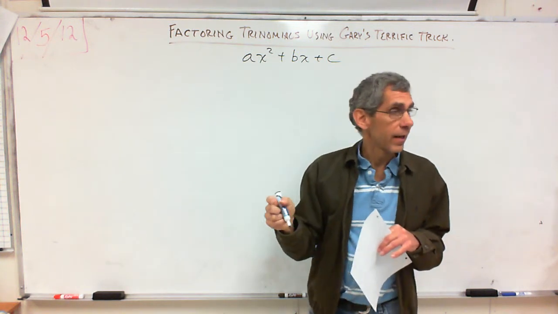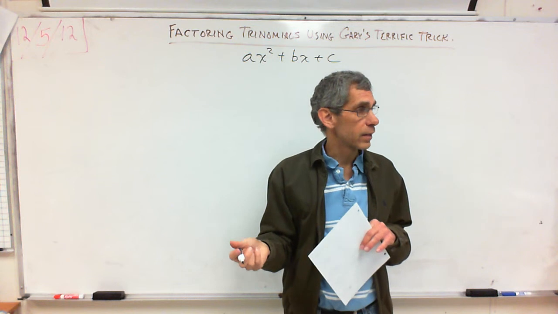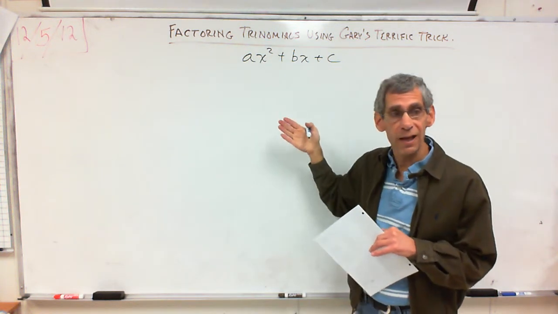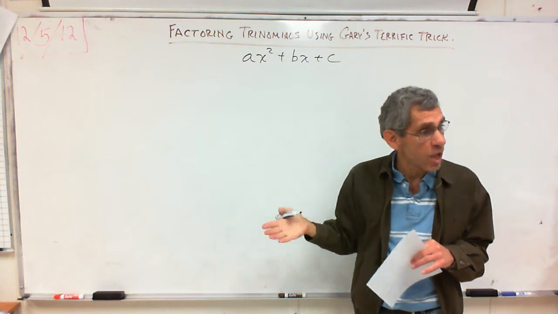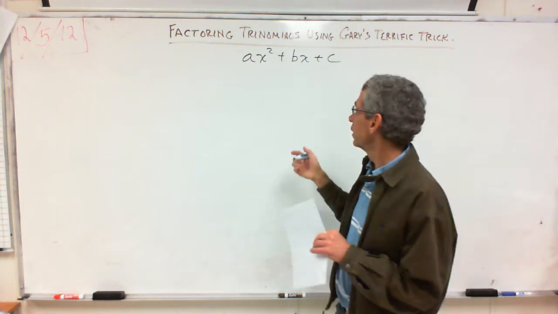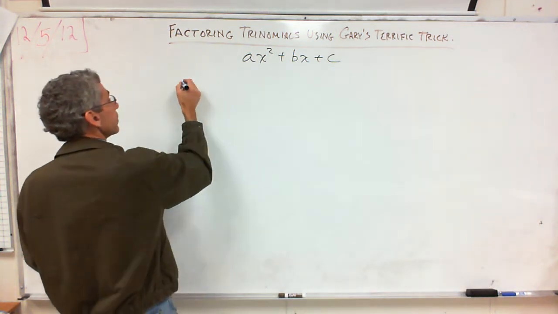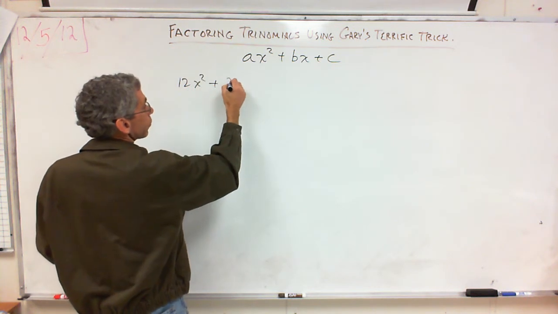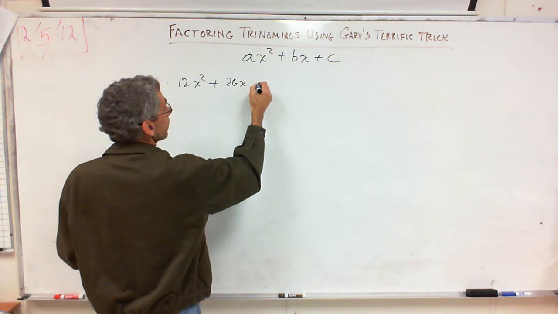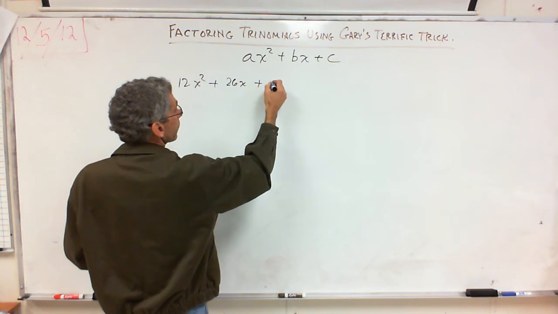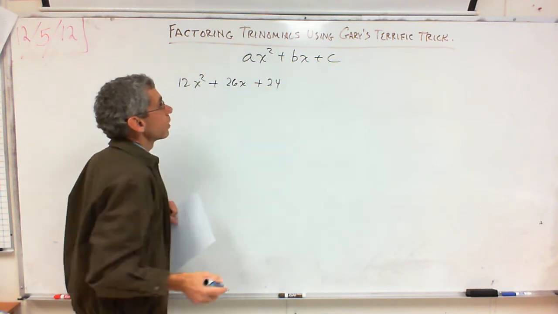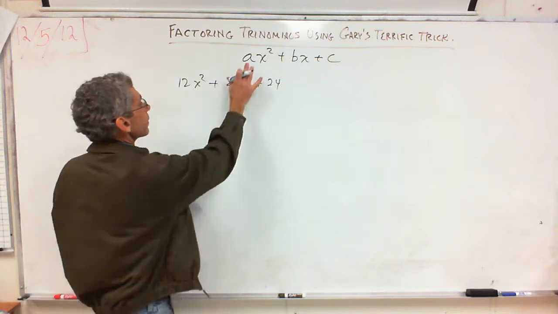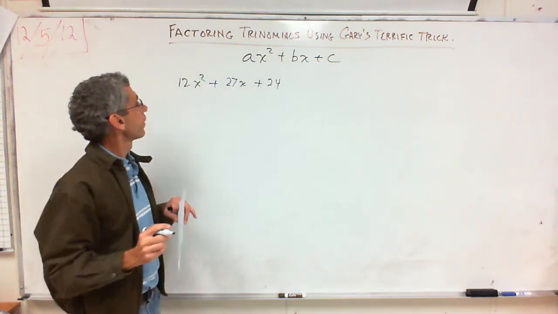Now, as a kid, I hated that. I would sometimes try all these things. Sometimes they have tons of options. Like what if I gave you something like this? 12x squared plus 26x plus 24. Oh my gosh, 24. Actually, let's make that 27 so I can't factor out a 12 or anything.